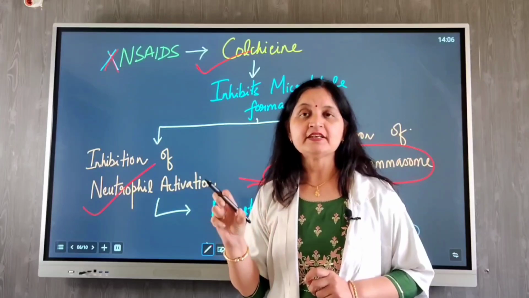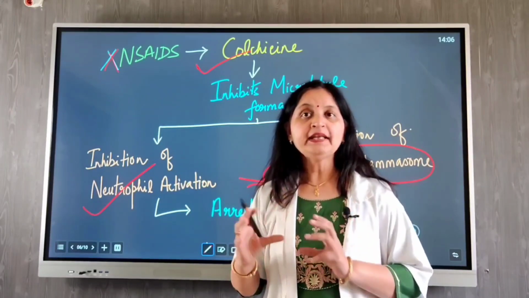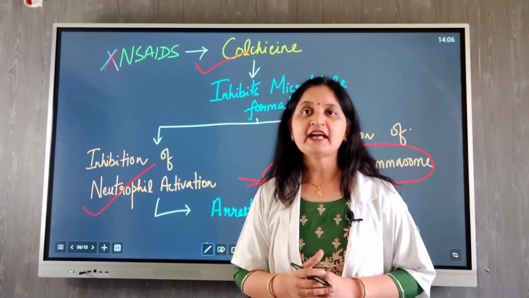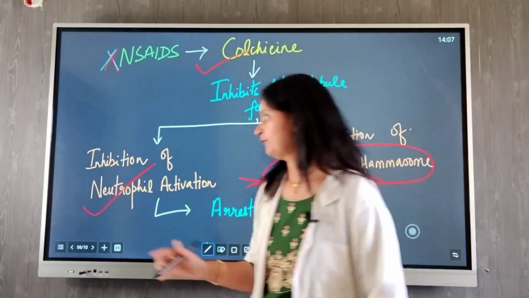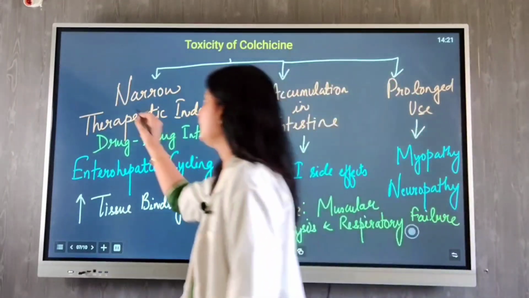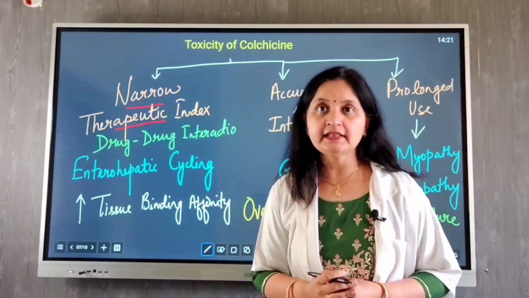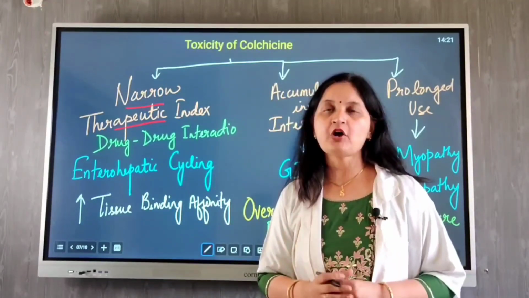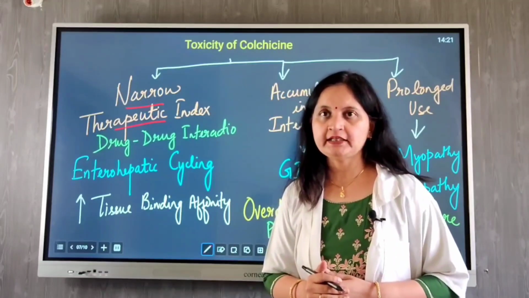Rapid symptom relief is achieved within 6 to 8 hours. However, complete resolution takes 2 to 4 days. Colchicine is not without side effects. So let's discuss the toxicity of colchicine. Do remember that colchicine has a narrow therapeutic index, which means that toxicity can easily occur in presence of renal and hepatic impairment. This is because colchicine is metabolized by the liver and excreted through the kidney.